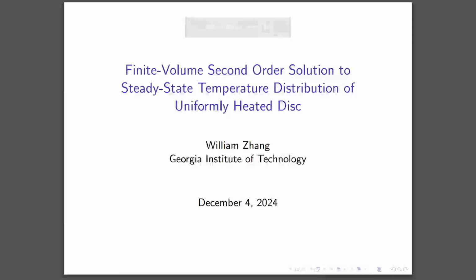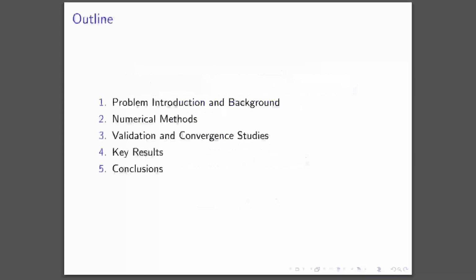Hi guys, Will here. Today we'll be talking about finite volume second order solutions to the steady state temperature distribution for a uniformly heated disk. Our outline is that we'll be going into our problem introduction and background, numerical methods, validation convergence studies, key results, and then conclusions.